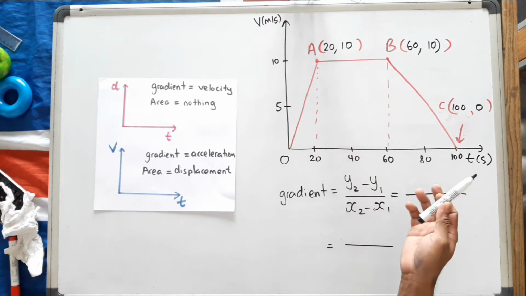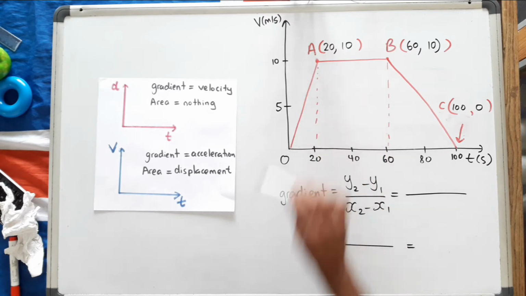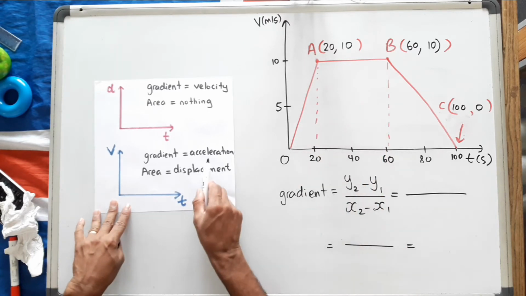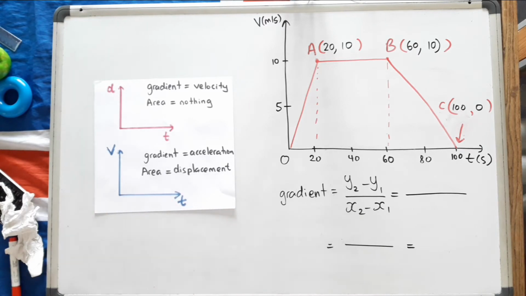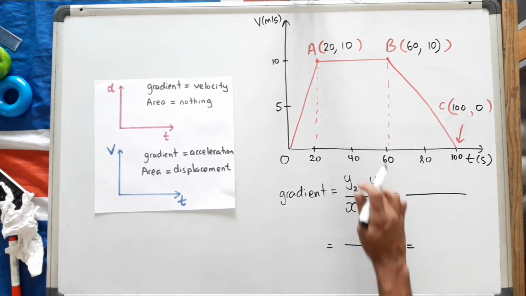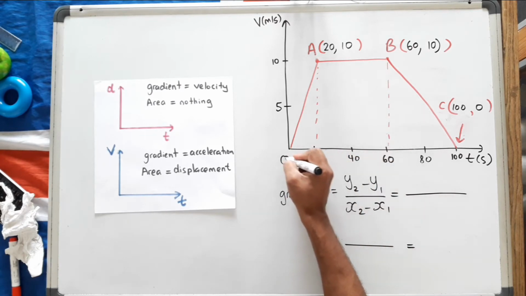Let's assume that the examiner asks us for the acceleration between O and A. To find the acceleration, he's really asking us to find the gradient. So all we have to do is find the gradient between O and A. Let's do this quickly. This point is obviously the origin, so here it's (0, 0).